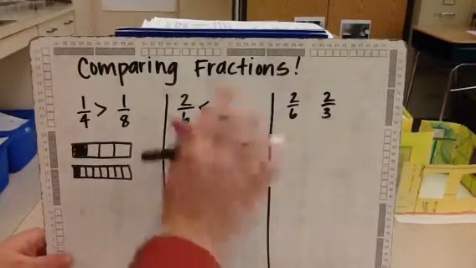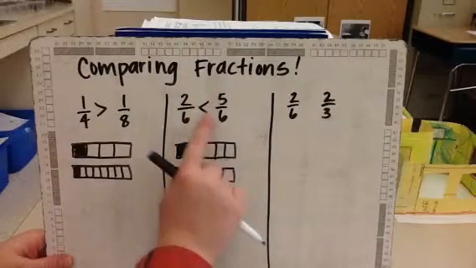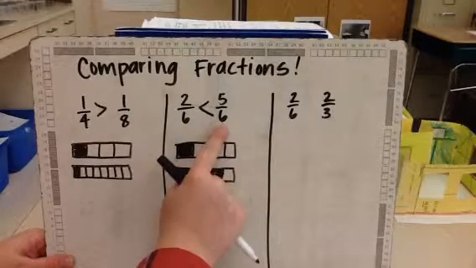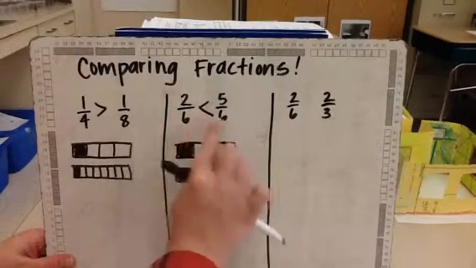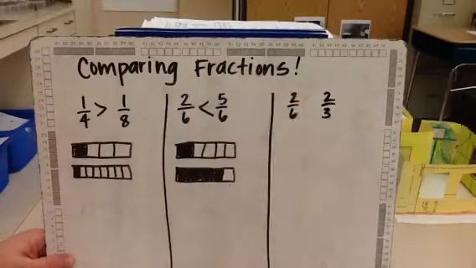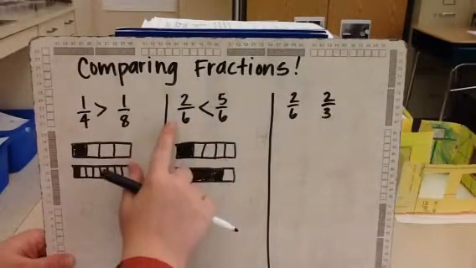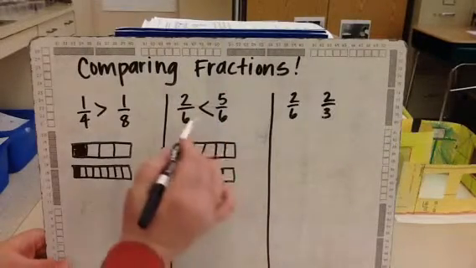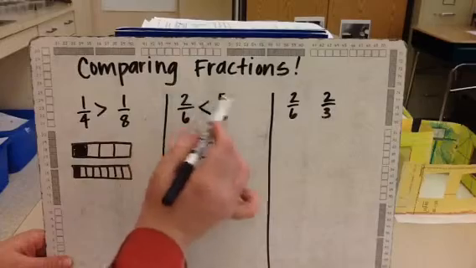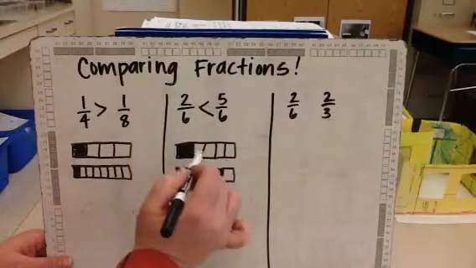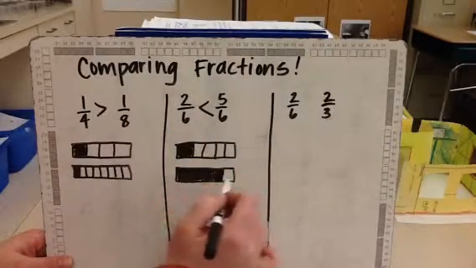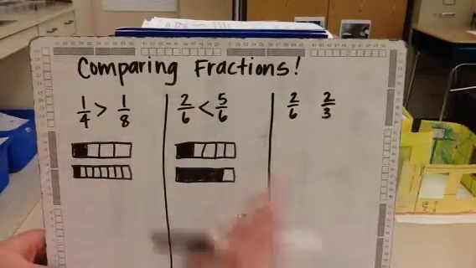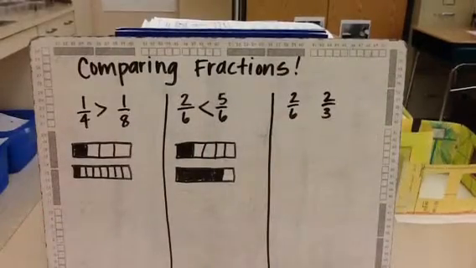Here, I noticed that the denominators are the same. So that means this whole was divided into 6ths, and this whole was divided into 6ths. That means all the parts in this whole and all the parts in this whole are the same size. So now I just need to think, what would be more, 2 of the 6 pieces or 5 of the 6 pieces? Since it's the same denominator, I can really focus on the numerators because the same size pieces were in each of these. 6 pieces here, 6 pieces here. 2 of the 6 pieces or 5 of the 6 pieces. 5 of the 6 pieces is greater.